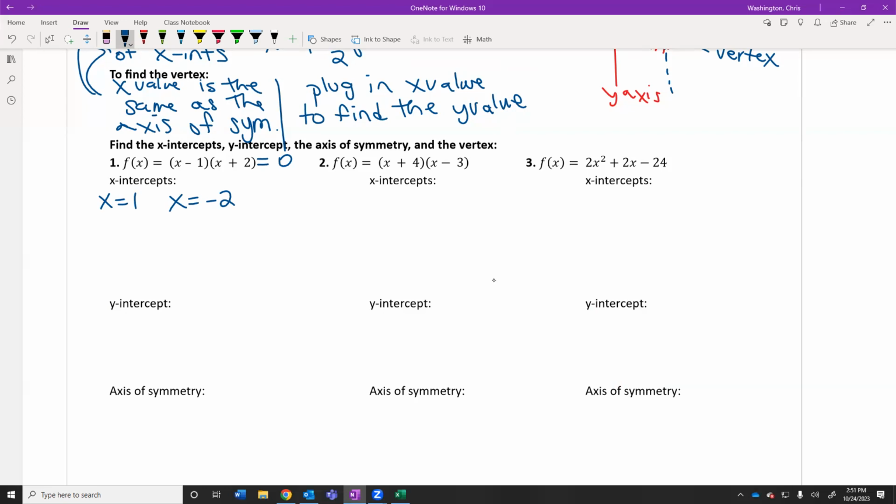So I found the x-intercepts for number 1. You take a second and find the x-intercepts for number 2. We're doing number 3 tomorrow, not today. You should have gotten negative 4 and positive 3. All right, let's move on.